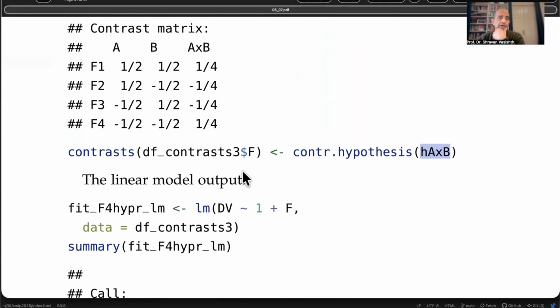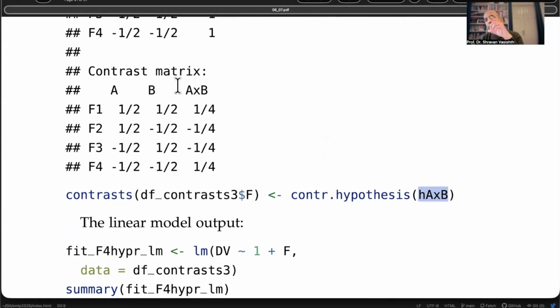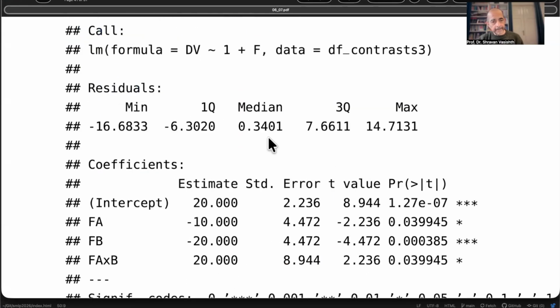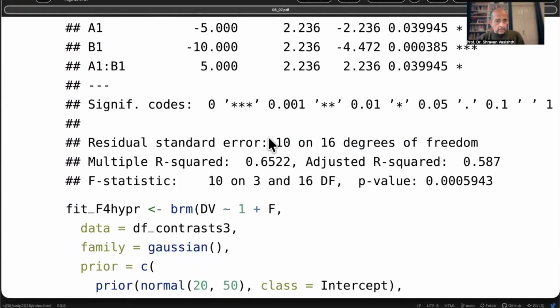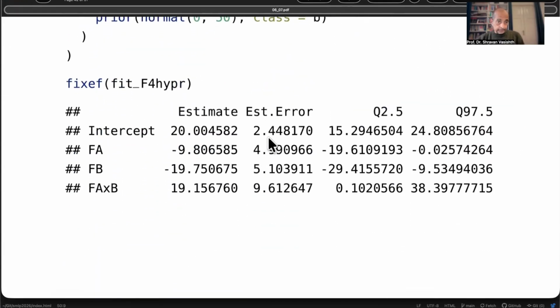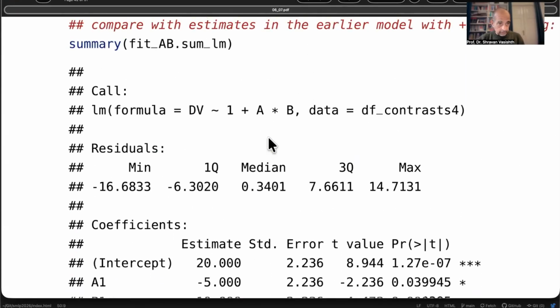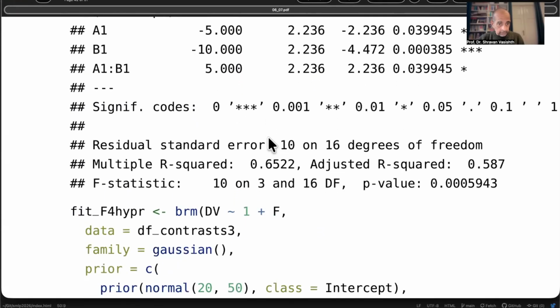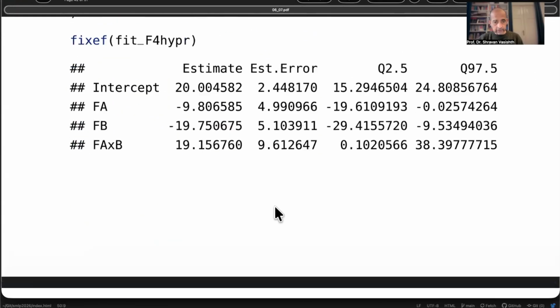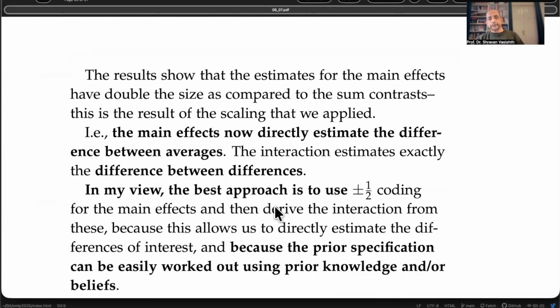That has to do with the fact that my contrast coding has been rescaled here. I keep fitting the brms model here. Is it true? Yeah, it's the same thing. Okay, not interesting. So the estimates now have main effects that have double the size, and the interaction is like 4 times.